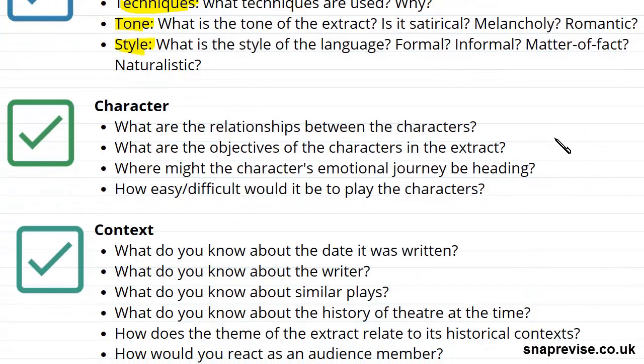And then, when looking at a play, we must look at character. What are the relationships between the characters? What are the objectives of the characters in the extract? So what do they want out of the interaction they're having with another character? And where might the character's emotional journey be heading? Obviously, we're not presented with a whole play here, but we can get a sense from an extract of how a character is developing over the course of the play. And then finally, it's important to think about how easy or difficult it would be to play those characters.